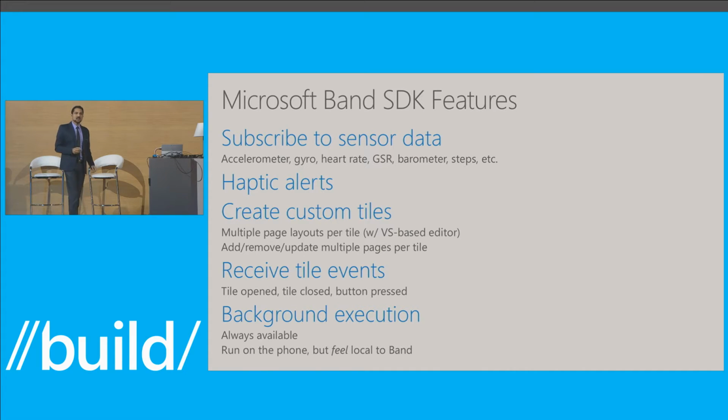Using the Microsoft Band SDK, you can get access to all the sensors that exist on Microsoft Band. So accelerometer, gyroscope, heart rate, GSR, you name it, all the sensors. There are 14 different subscriptions you can get from Microsoft Band. Also, you can send haptic alerts to Microsoft Band.